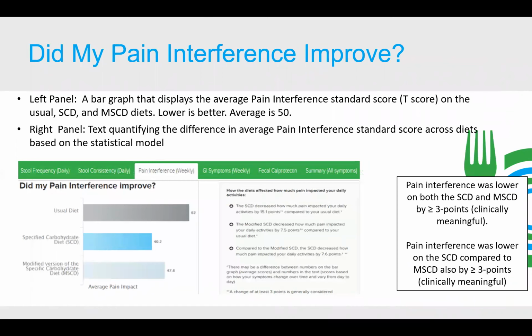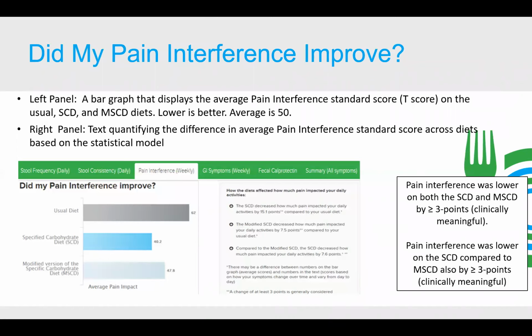In this case, and again, on the right panel, we have that text using the statistical modeling. So in this case, the average PROMIS pain interference score in the usual diet was 62, so much higher than that average of 50. It decreased to 40.2 on the SCD and 47.8 on the MSCD. And then you can see the text associated with that from the output from the models.